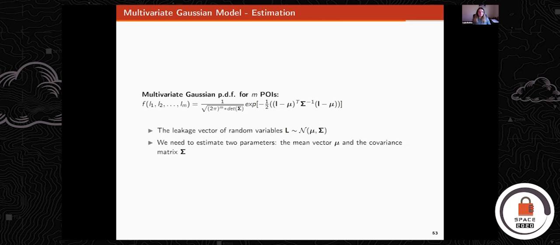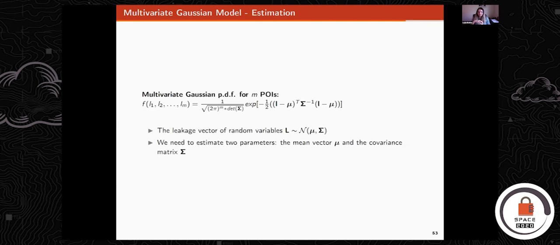This is now giving a generalized formula from before, where we explained univariate Gaussian PDFs, and now we are in this multivariate Gaussian setting. For a number of points of interest, we denote it as M. So there is this computation taking place. This is the exponential function and some matrices, because you have obviously more points, more time samples.